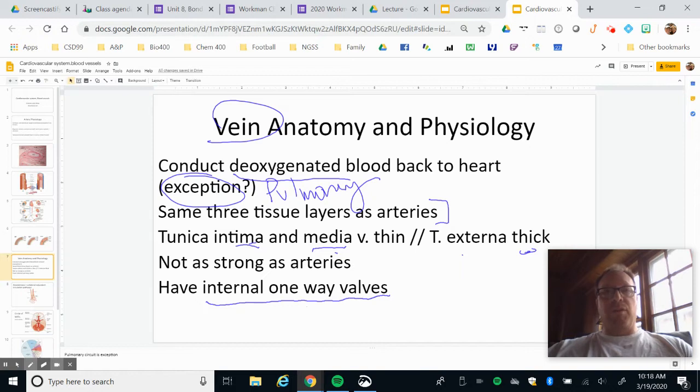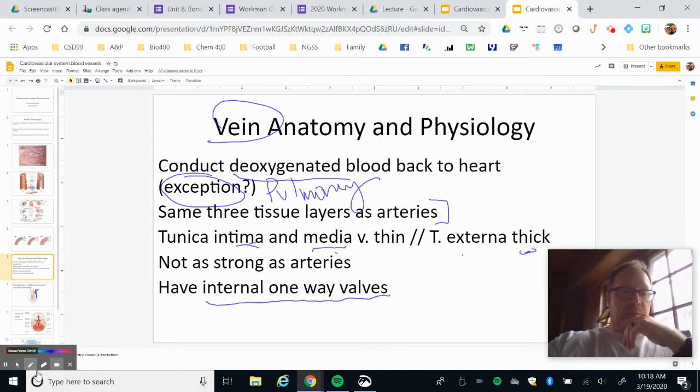The force that pushes blood back to your heart is actually your body movement and your skeletal muscles squeezing the blood in your veins, and those valves force the blood to direct back to your heart and not pool in the extremities of your body. All right, moving on here.